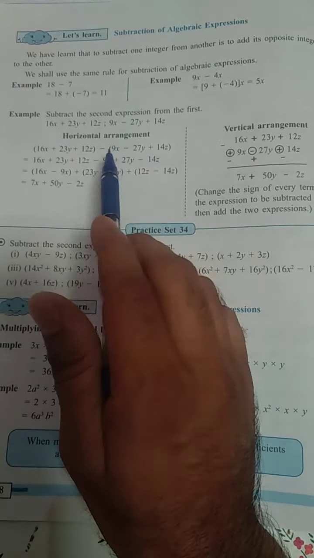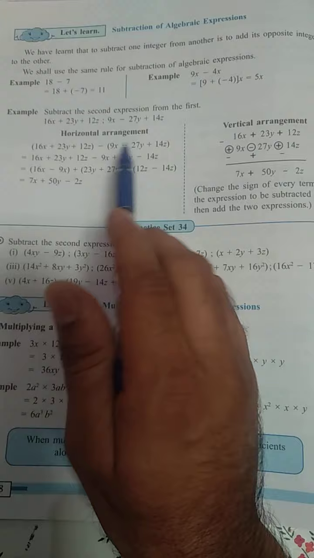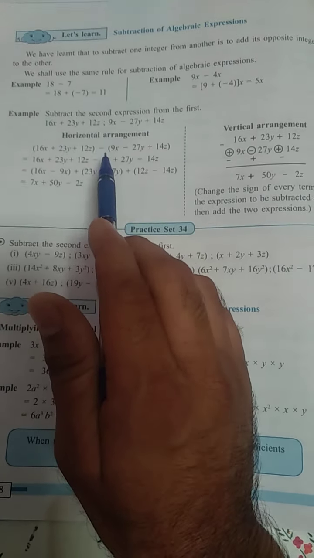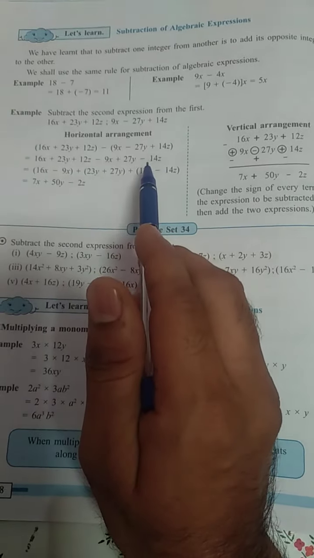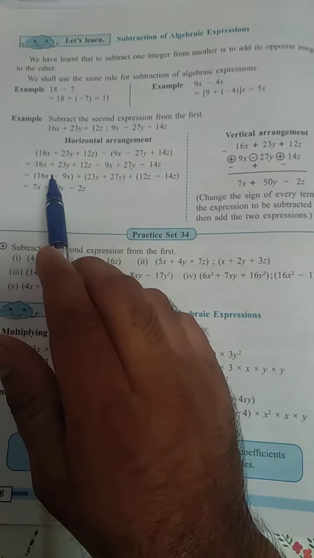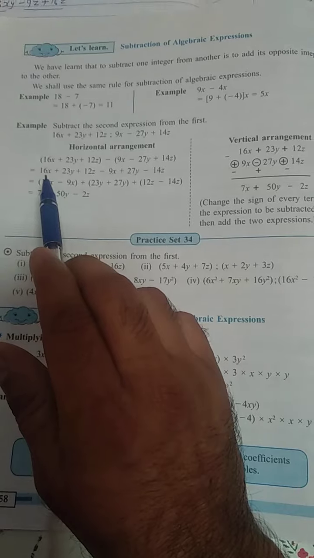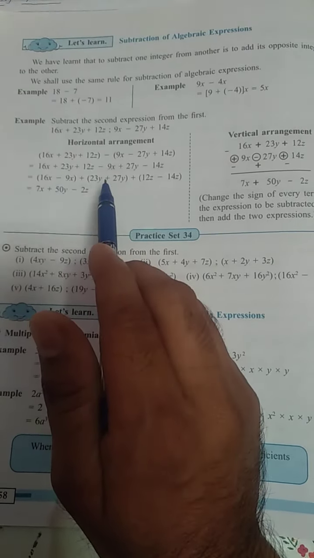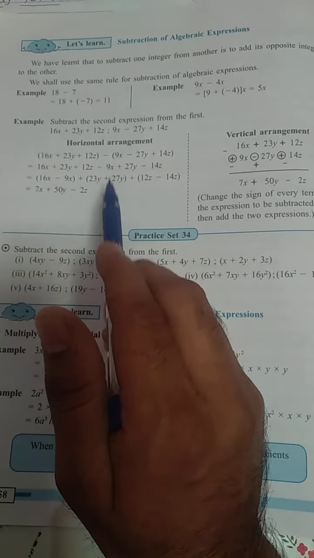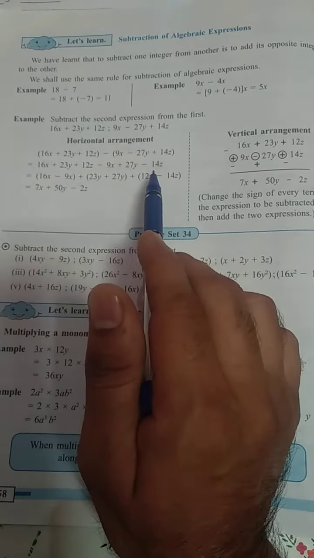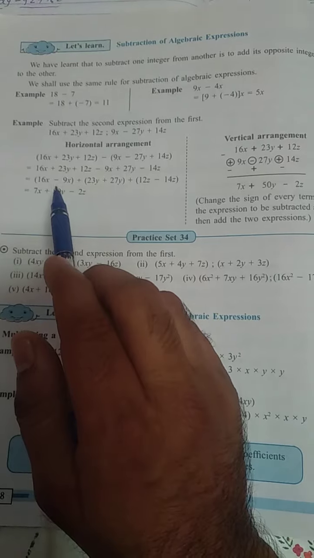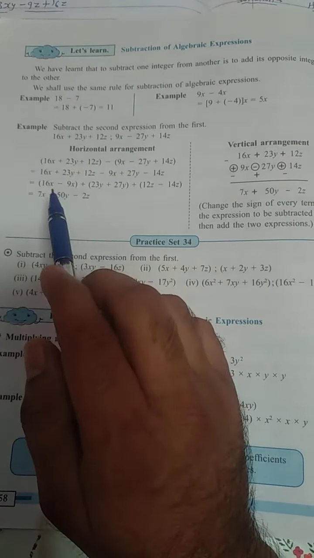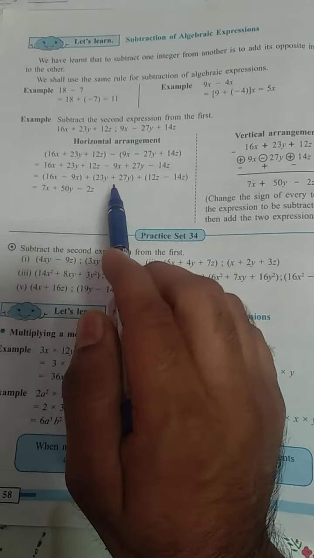When you are opening the second bracket, the minus sign is outside the bracket. At that time be careful about that. Here you have to change the sign. And in the next step, what to do? You have to collect the like terms. Here the like term of 16x is minus 9x, the like term of 23y is 27y, and here plus 12z minus 14z. In the third step you want to collect the like terms with their signs, and whatever addition and subtraction there will be, you want to do it.